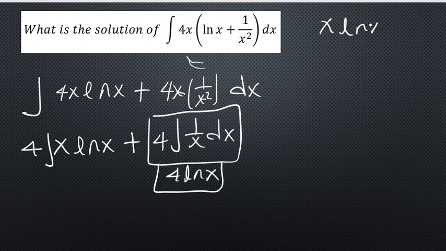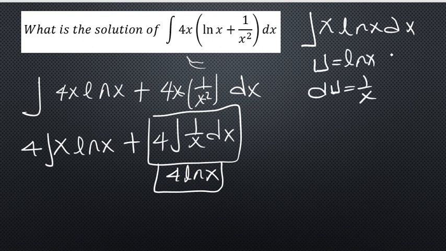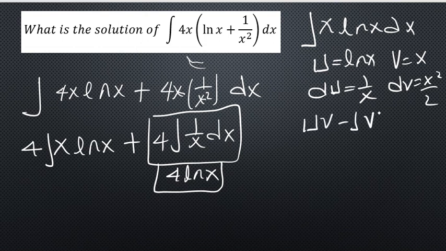X ln x dx, the integral of this one, we have to apply the by parts rule. So let us take u is equal to ln x. Then du will be 1 over x. And then dv is equal to x, the other function. And then v will be, the integral of x, x squared over 2. Therefore, the rule says uv minus the integral of v du.